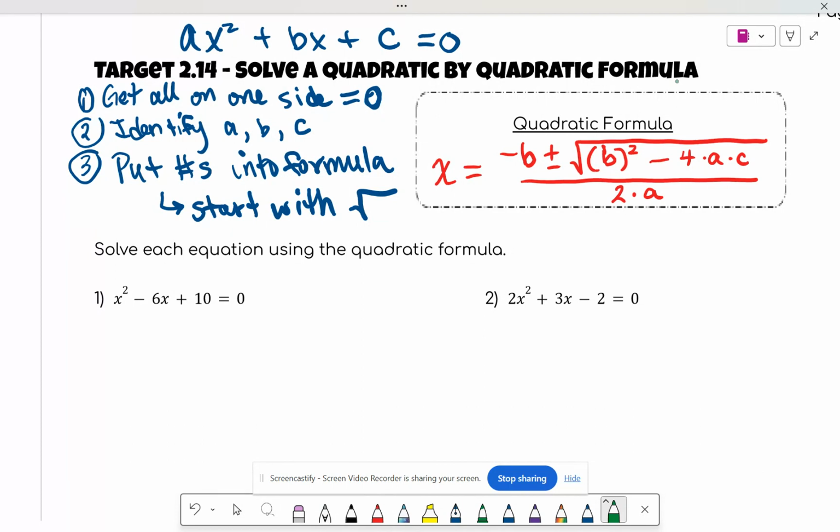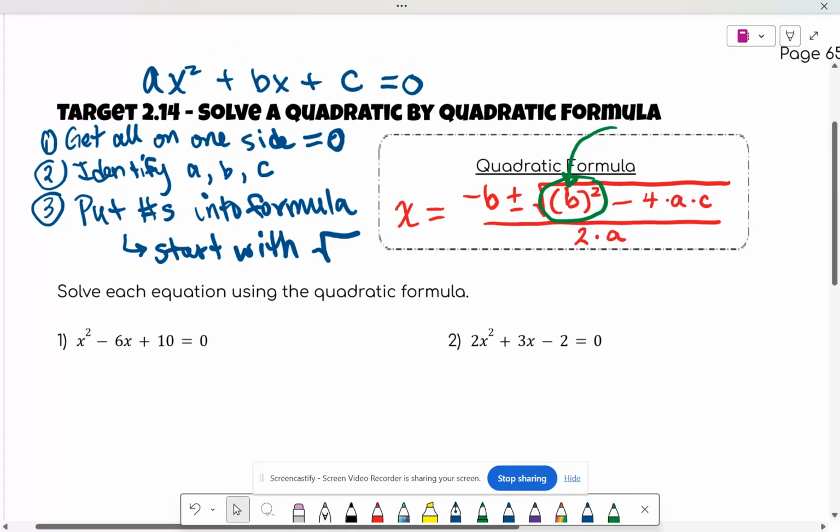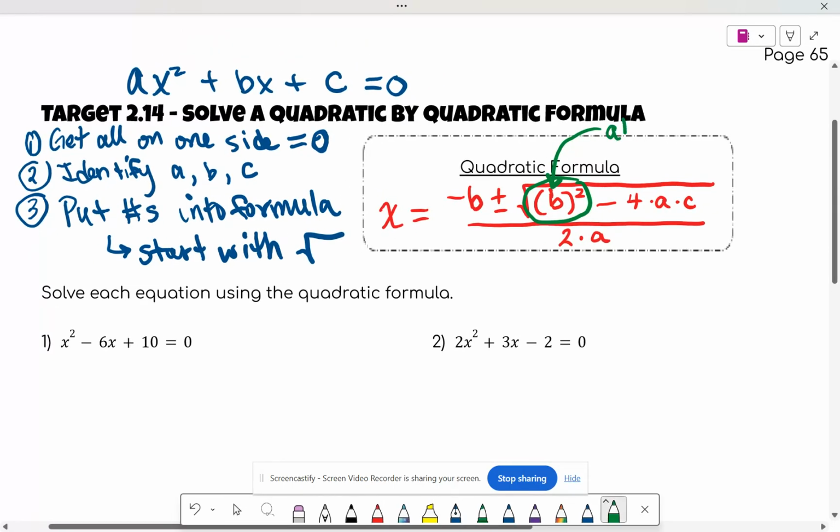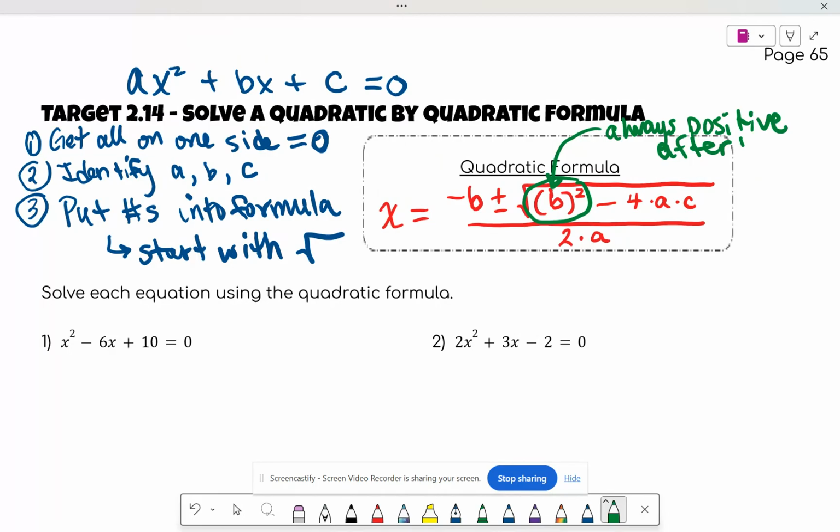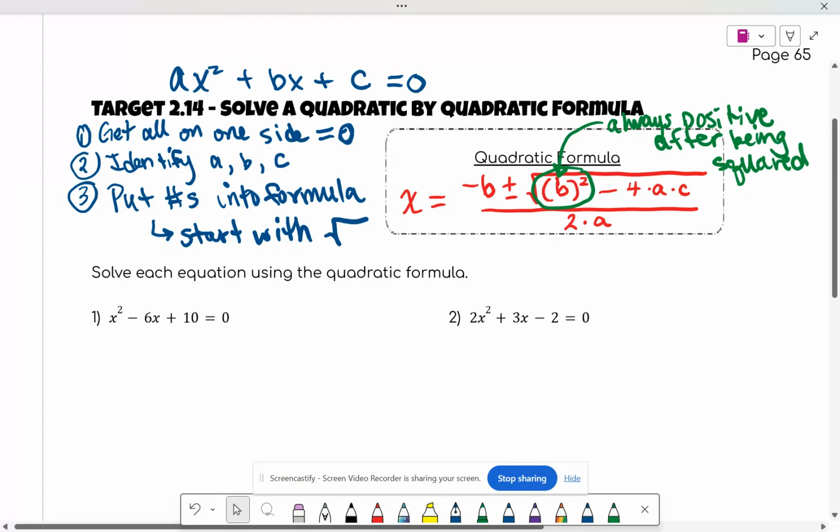So again, remember that this part, the b squared, is always positive after being squared. Because if you square a negative, you will get a positive number. So we are just going to do number 1 together, but we are going to change the first number to have a 3 in front of x squared, so that we have a little bit of practice with that.